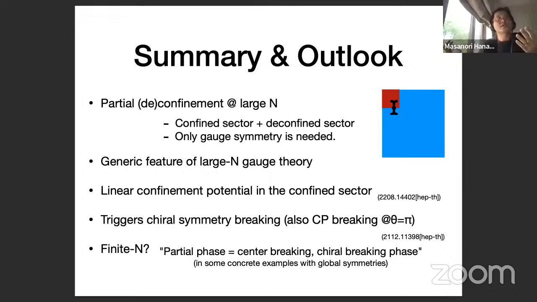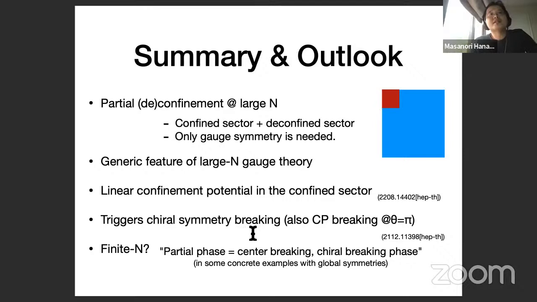And this is a generic feature of large N gauge theory, because our argument based on analogy to Bose-Einstein condensation didn't use any detail of gauge theory. But if we focus on, say, pure Yang-Mills, then a linear confinement potential in a confined sector can be observed. So this is actually related to confinement in a more dynamical sense. And this partial confinement triggers chiral symmetry breaking.